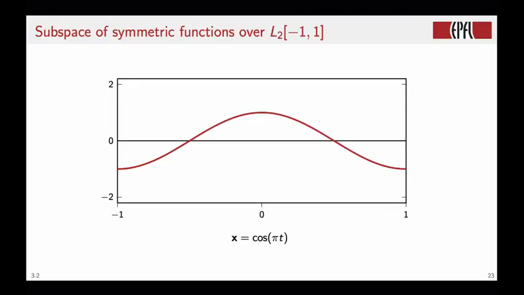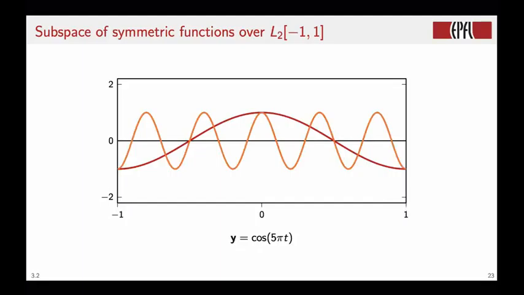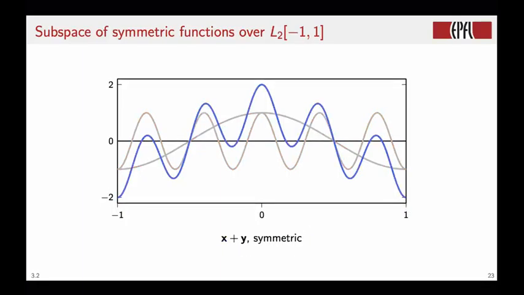This again holds for more general vectors. Let's take here the subspace of symmetric functions over the interval -1 to 1. So one example of a symmetric function is cosine pi t. Another example is cosine 5 pi t, also a symmetric function. Sure enough, the sum of the two is a symmetric function. It's the blue function here as a result.